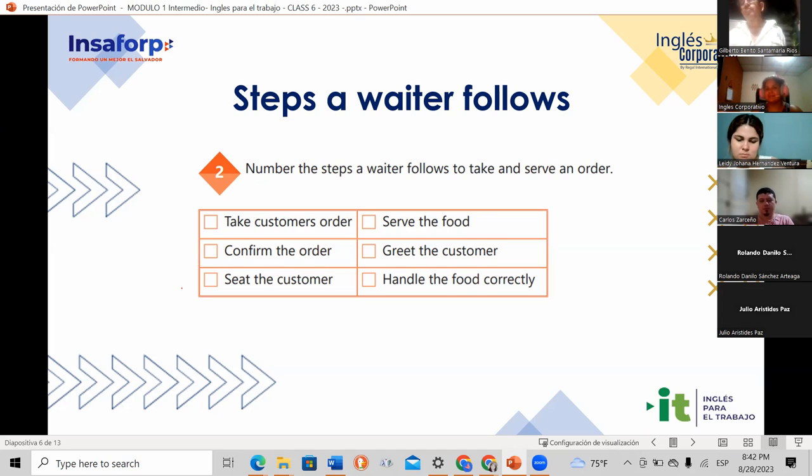If they don't follow the correct steps, the customer experience will be different. Imagine that they first take the customer's order, then they greet the customer. It doesn't make sense, right? But it may be in some restaurants, maybe. They take the customer's order first, then they confirm the order and then they see the customer, right? But the normal steps are: first greet the customer, see the customer, take the order, confirm the order, handle the food, and then serve the food. So these are examples of procedures that they do in a restaurant.